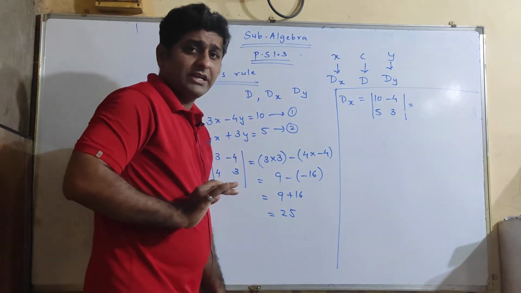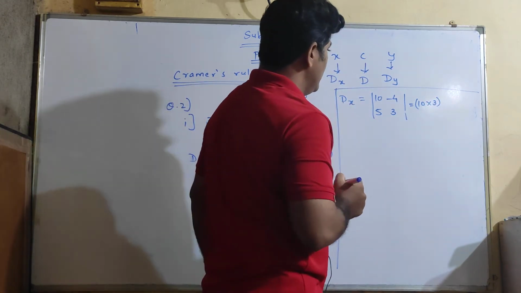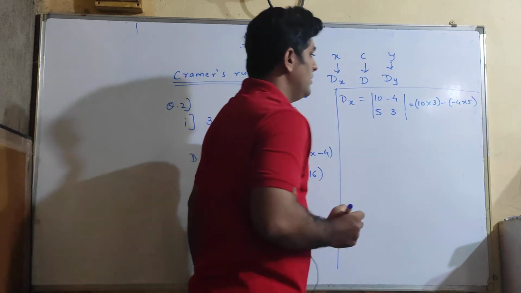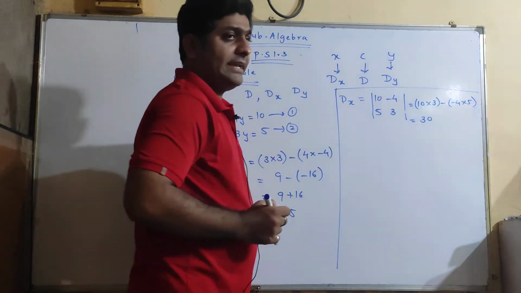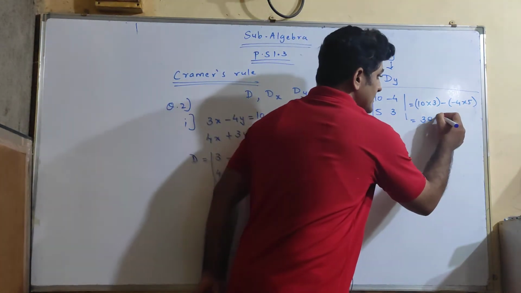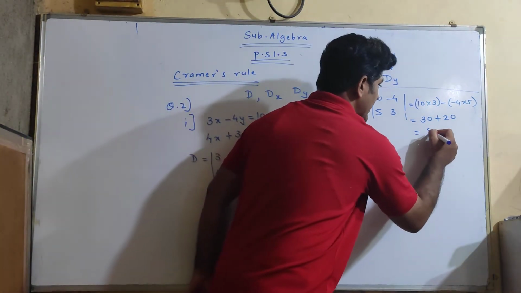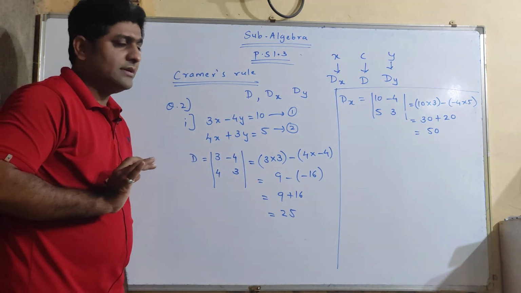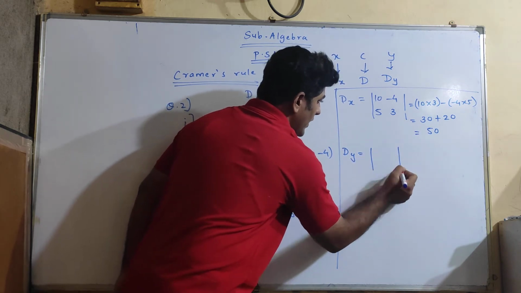Let's do cross multiplication again over here now. 10 multiply by 3 minus 4 into 5. So this is like 30. We know again, students, minus into minus is plus. 5 4s are 20. So 30 plus 20 is 50. Is it clear, students? Similarly, students, we will frame one more determinant which is left, Dy.